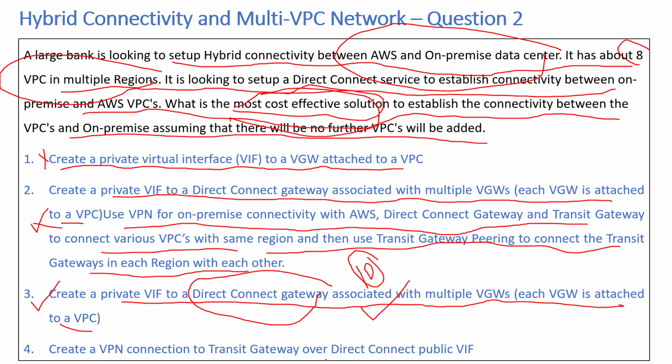Create a VPN connection to transit gateway or Direct Connect using the public VIF. Yeah, we don't want to use the public VIF. So the third one is the most appropriate answer, because it is the most cost-effective, meeting the requirements for hybrid connectivity in this case. Okay, let me quickly show you in the documentation.